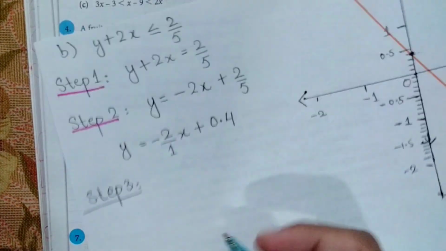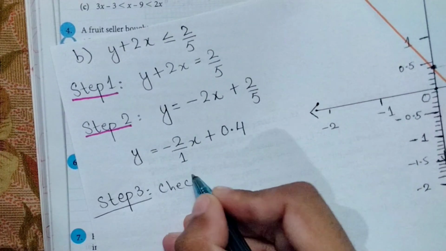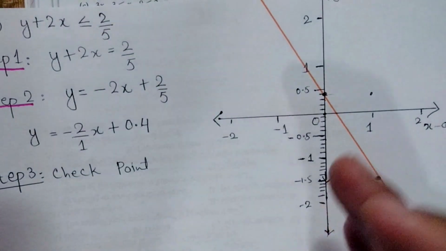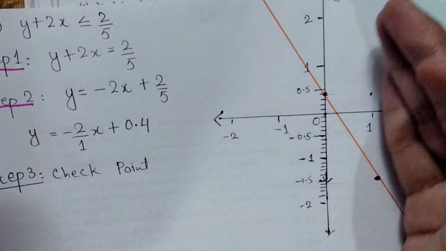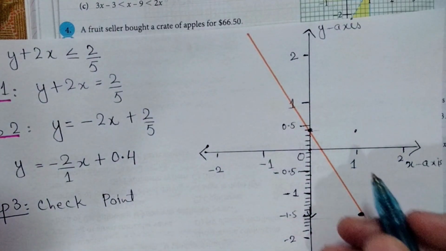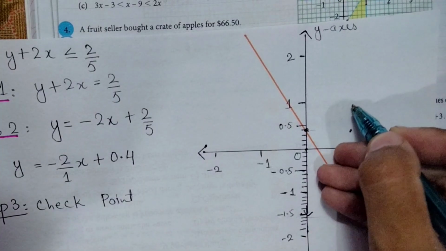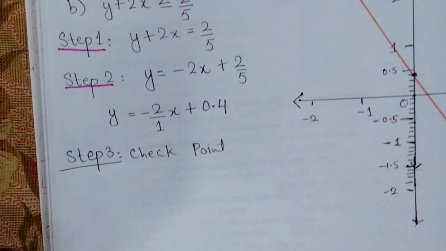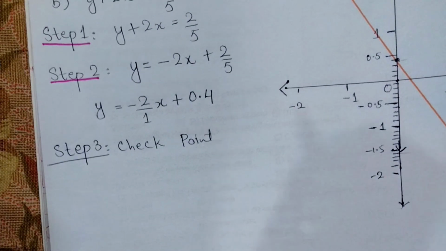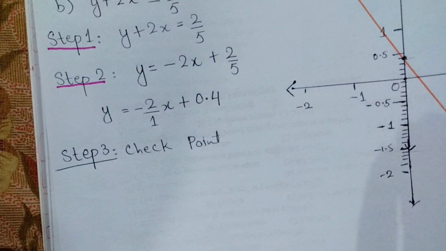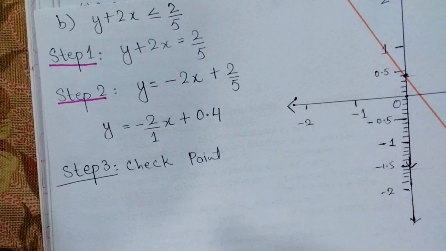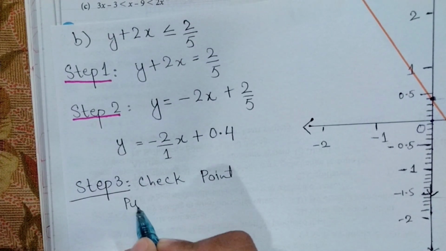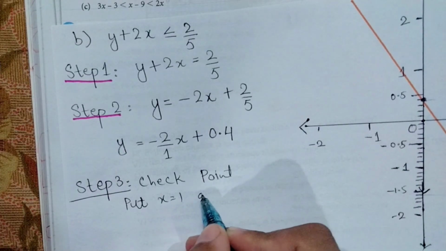For the checkpoint you can take a point from any of the regions, the region that is on the right side or the region that is on the left side. Now I am taking the point from here. I am taking the point (1, 1) just for simplicity. You can take any point. I am taking x equals 1 and y equals 1 because these 2 points will make my calculations easier. So I have to put x equal to 1 and y equal to 1.